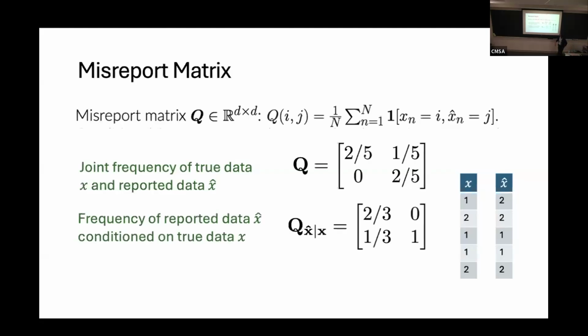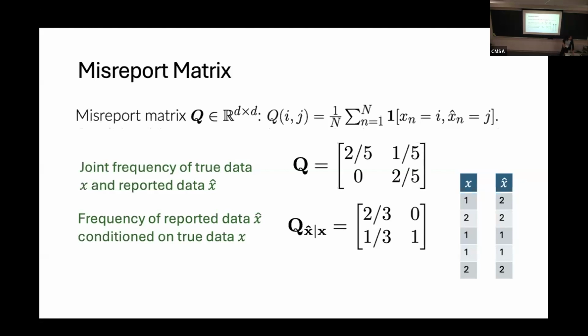Okay, and then we can also have the conditional, like the manipulation matrix, essentially saying the frequency of the reported data X hat conditioned on the true data. This can be viewed as a manipulation strategy that's generating the data set X hat from the underlying true data X. So what it is saying is that conditioned on the true data value equal to X equal to 1, then 2 out of the 3 points, or 2/3 of those data, actually has a reported value of 1. So we have these 3 data, and 2 of them have a reported value of 1, and 1 of them has reported value of 2. So this is the manipulation.